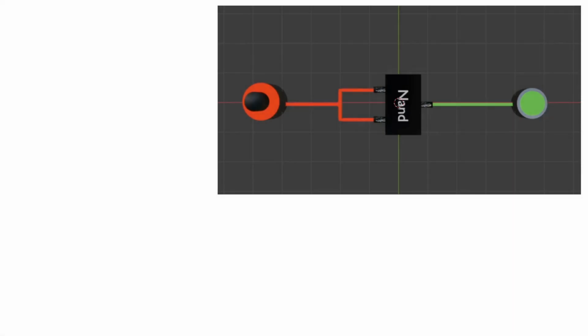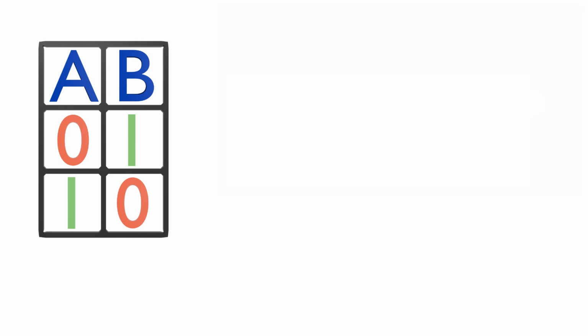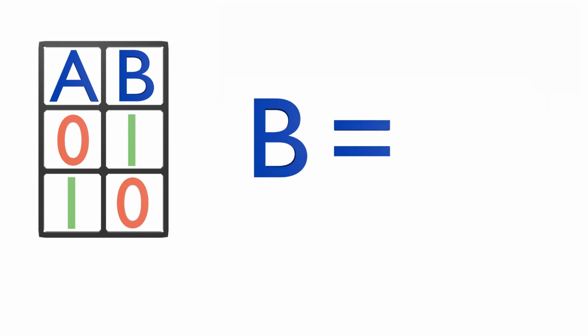First, let's see what happens if we connect both inputs together. As you can see, the input is turned around. This is usually referred to as a NOT circuit. We will mark this with a dash in the equations.